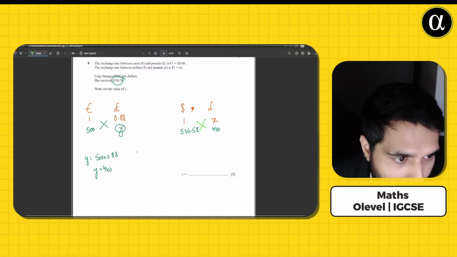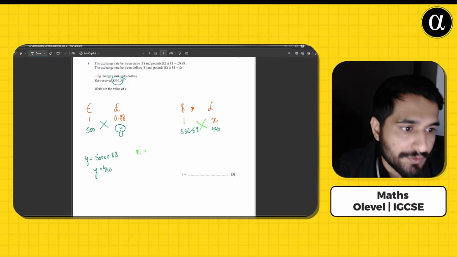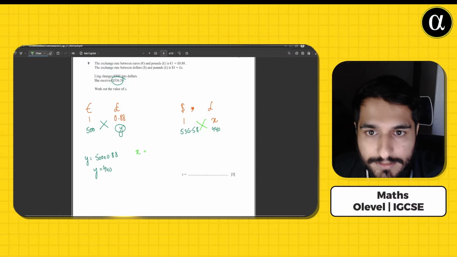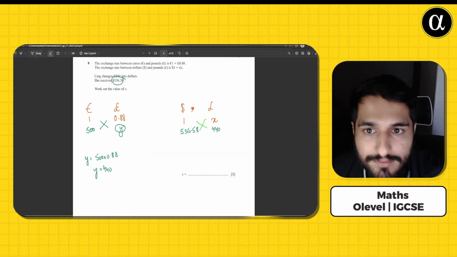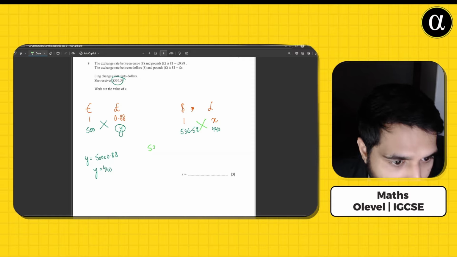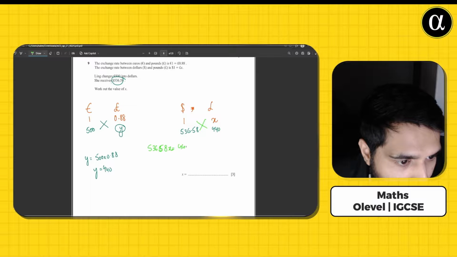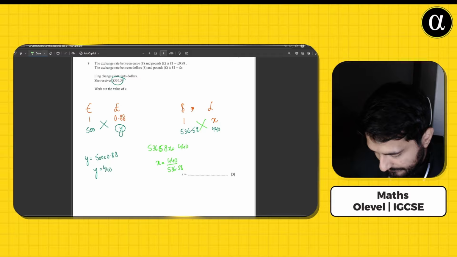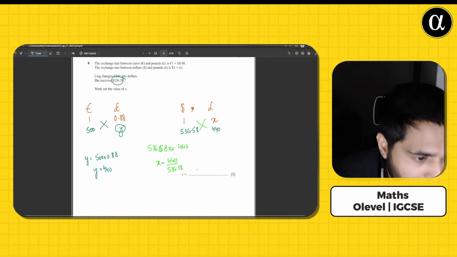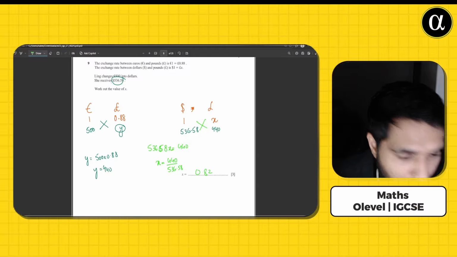So it's going to be 536.58 is equal to 440, and the value for X will be 440 over 536.58. Let's divide by 536.58, and this gives the answer as 0.82. So the value for X is going to be 0.82.